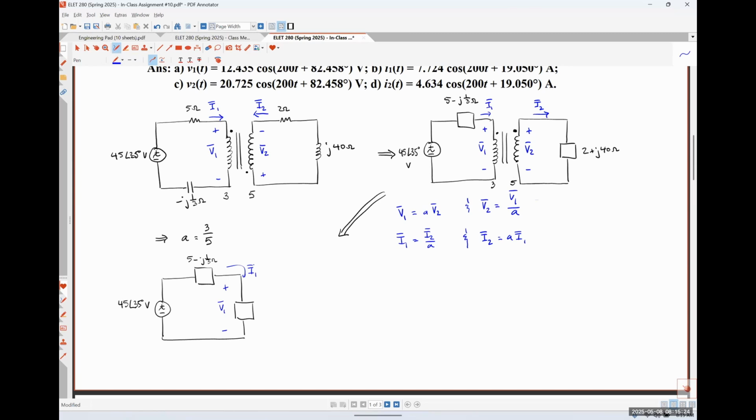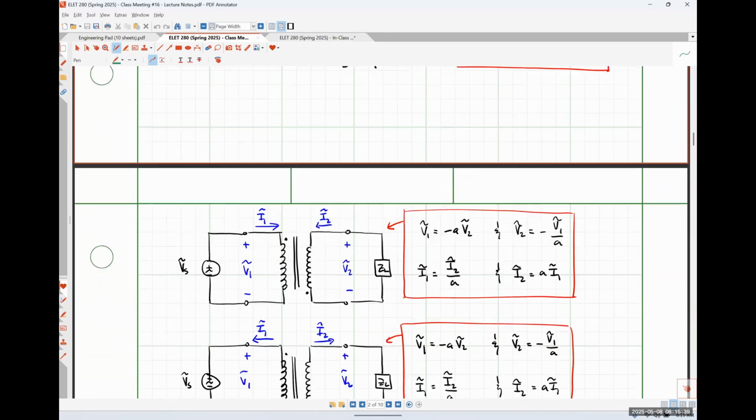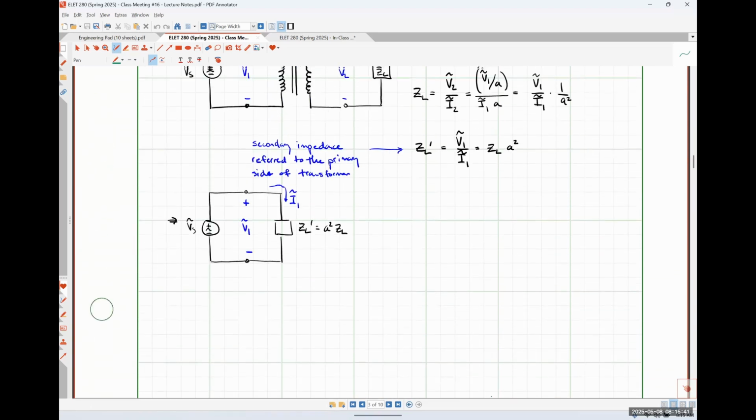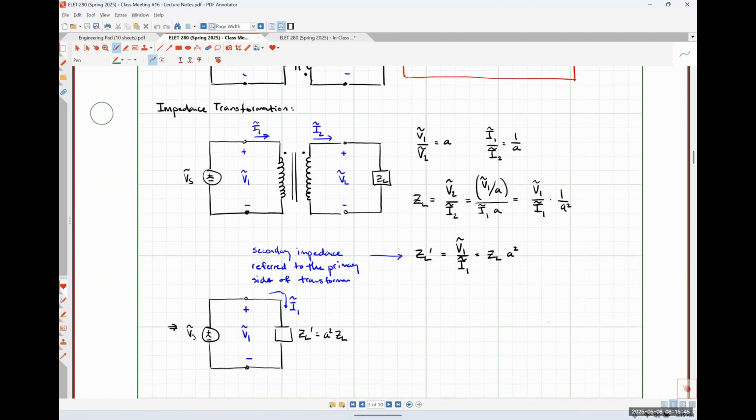Okay. So how do I refer this impedance of 2 plus J40 ohms over from the secondary to the primary? Well, let's go back in our notes here real quick. And it looks like we get to that part. Here we go. To refer our impedance over from the secondary to the primary, we simply multiply it by a factor of A squared. Okay.